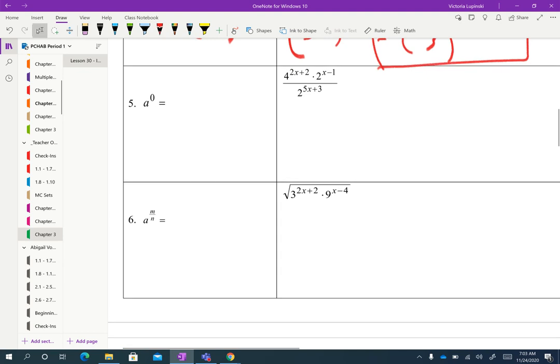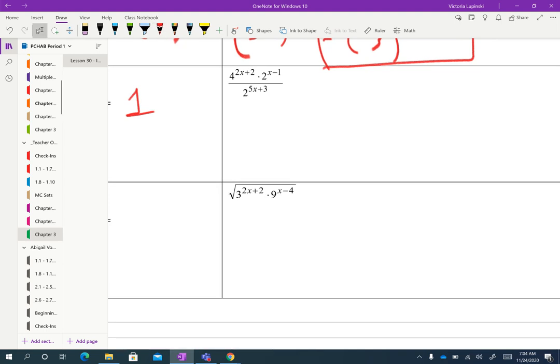Take a look here at number 5, a to the 0. Hopefully you remember that anything to the 0 power is of course 1. Looking at the example, it looks like there's a lot going on, so perhaps you're wondering how it turns out to be 1. Well, those are the best problems as far as I'm concerned. The first thing you might notice is that we don't have all like bases, which means we need to do a little bit of rewriting. So we're going to take the 4 and rewrite that as 2 squared to the 2x plus 2. Everything else would remain the same, but I'm going to save myself a little bit of writing here and go ahead and distribute that.